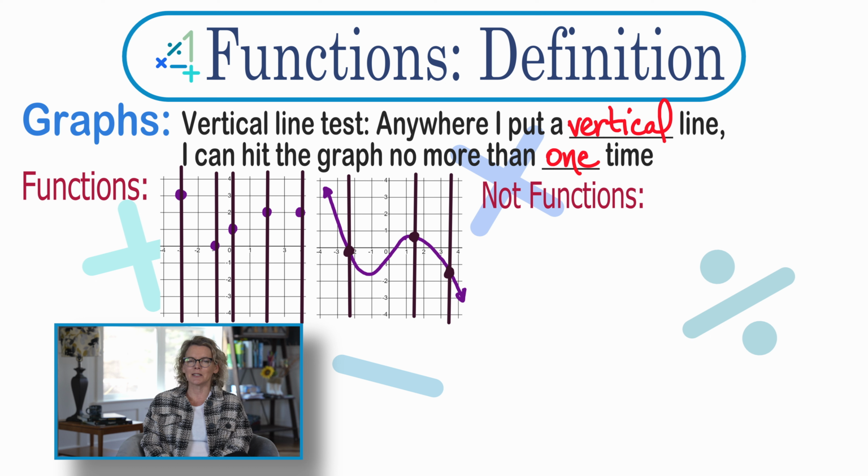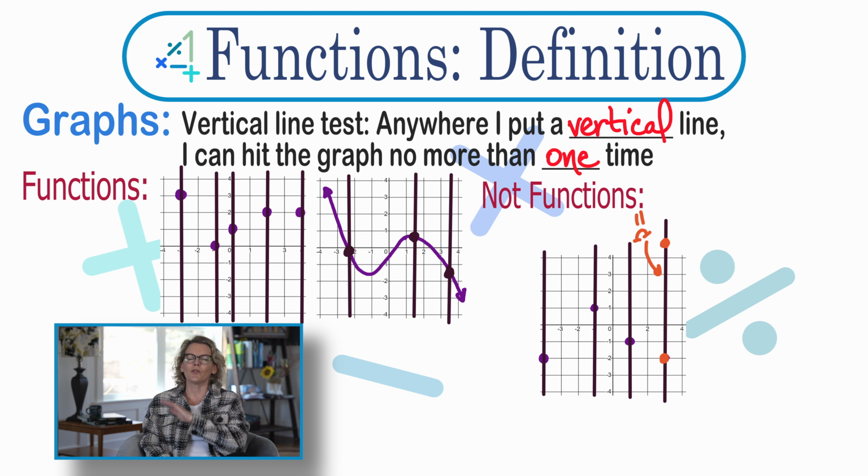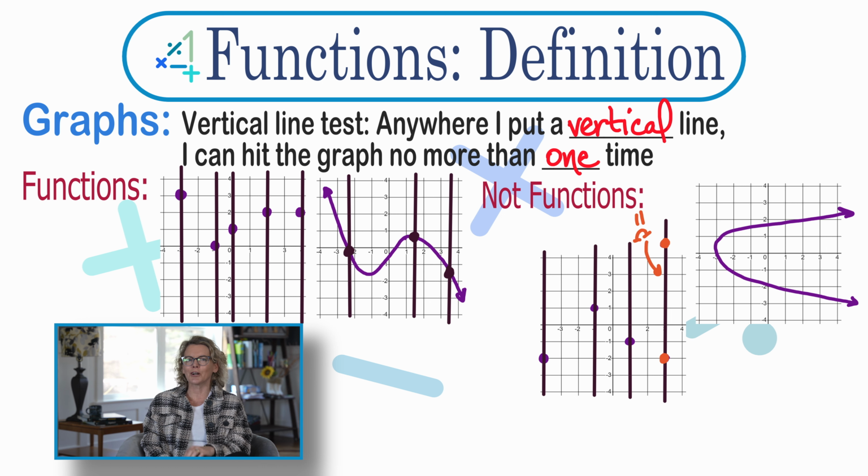Now, let's look at some that are not functions. Maybe you can spot the trouble child right away with this one, but we'll do some vertical lines and show that the issue is at x equals 3. I have 2 points crossing my vertical line at 3: (3, 5) and (3, -2). So this is not a function. Next up, this cool curve. I will show with just one vertical line that it has failed the test by hitting it twice, so this graph is not a function.